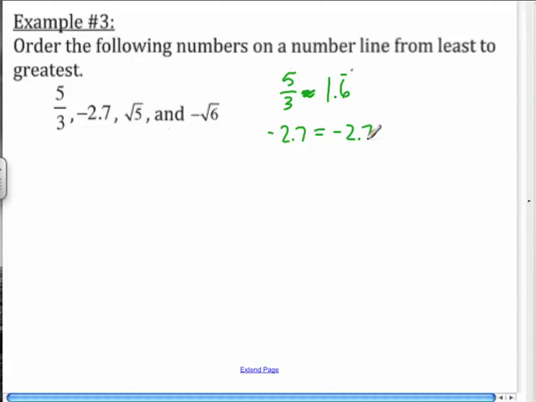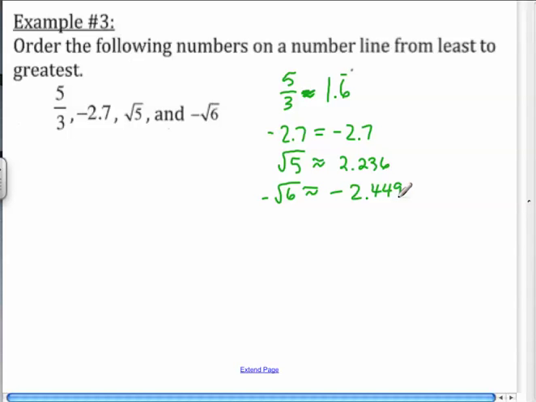Okay, negative 2.7. Square root 5 is approximately, because it's the square root of a whole number and it doesn't come out to a whole number, so it's got to be an approximation. It's not anything exact. It's 2.236. And then the last one here is negative root 6. So if I know what the square root of 6 is, it's just the negative of it. So negative root 6 is approximately negative 2.449.